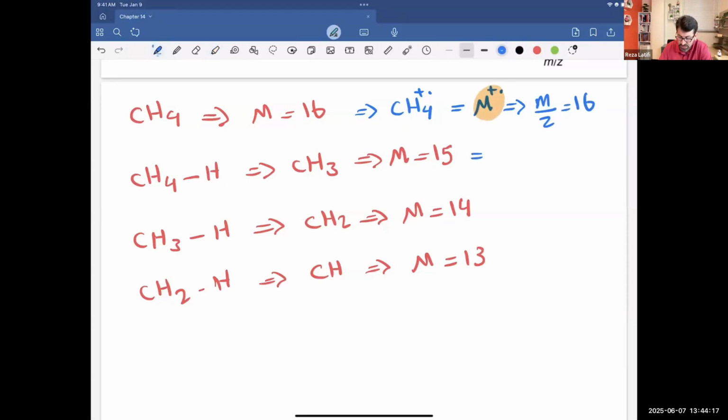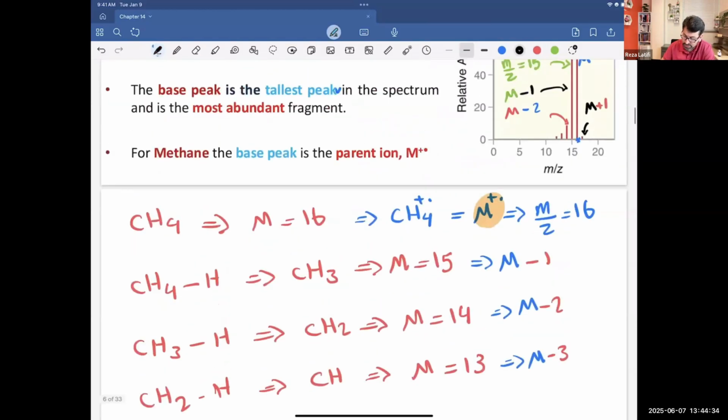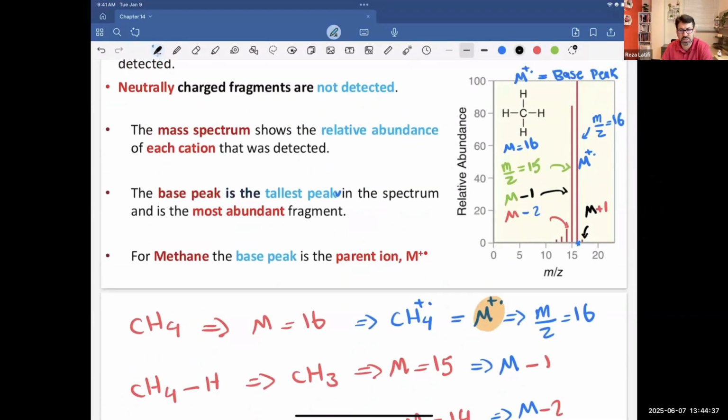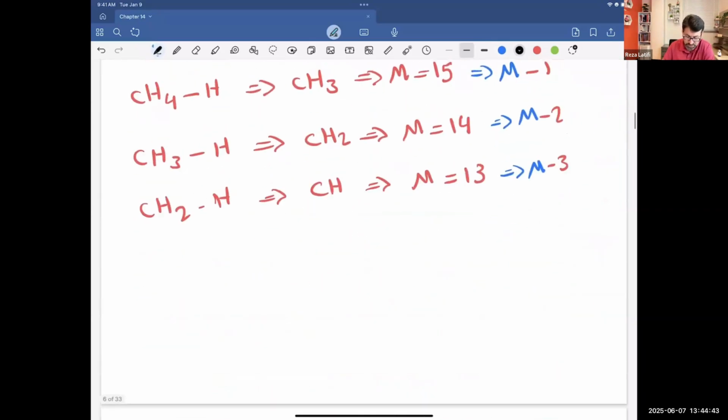Now, the 15, I'm going to say is M, but it's missing 1. And next one, it will be M minus 2. And this one, it will be M minus 3. How about the peak that is M plus 1? That means it has a mass around 17. And what's the reason for it? The reason for it, okay, we said molar mass.